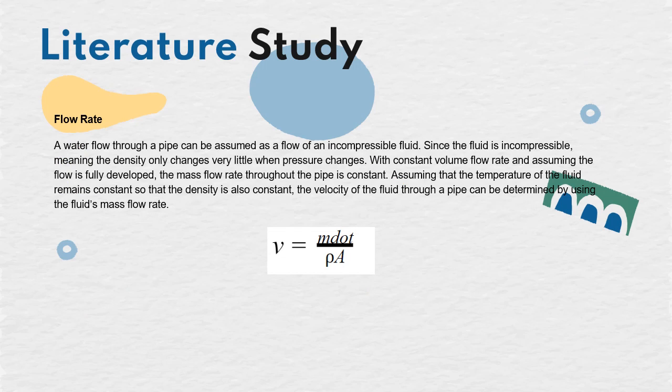Firstly, let's delve into the phenomenon that we will be experimenting with, the flow rate. The water flow through the pipe can be assumed as a flow of an incompressible fluid, since the fluid is incompressible, meaning the density only changes very little when pressure changes. With constant volume flow rate, and assuming the flow is fully developed, the mass flow rate throughout the pipe is constant. That means the velocity of the fluid through the pipe can be determined by using the fluid's mass flow rate.